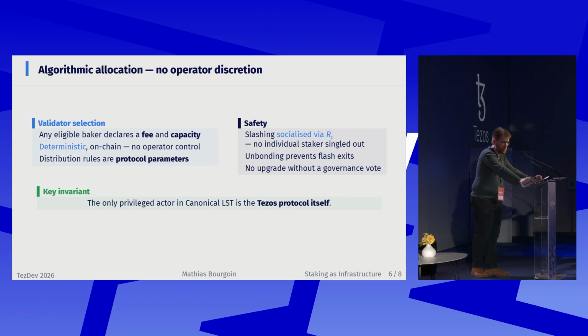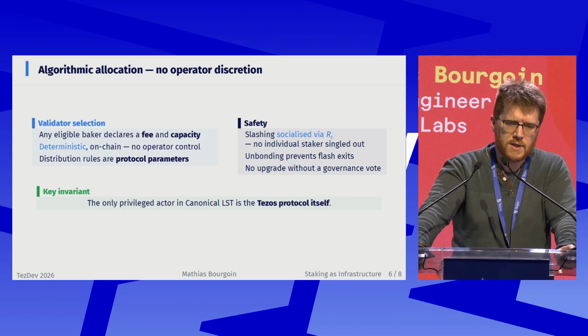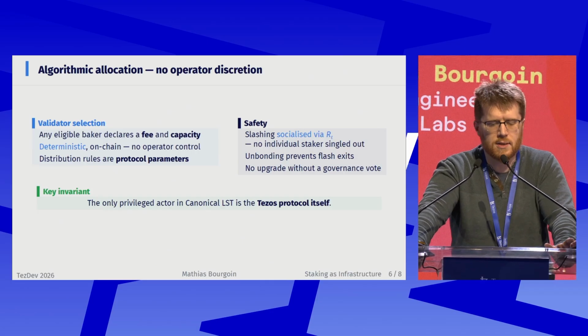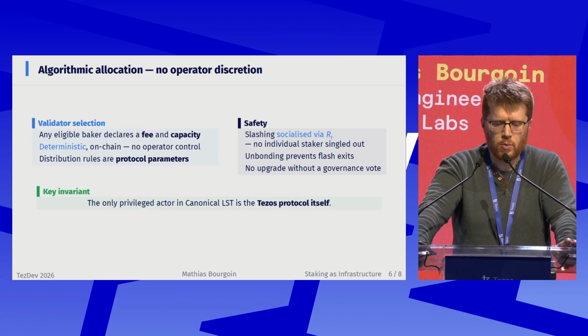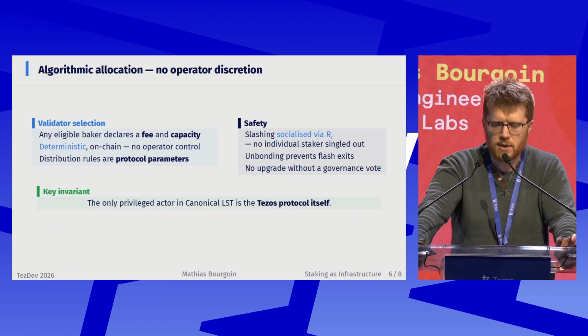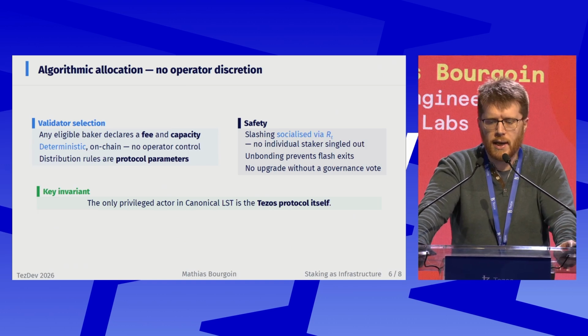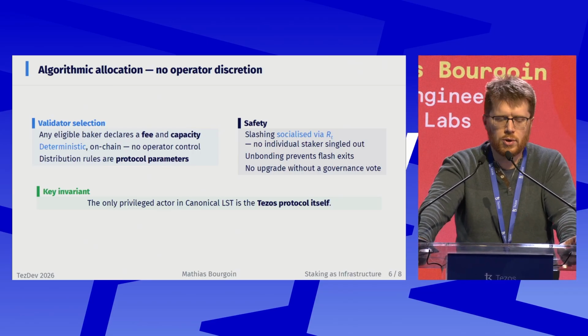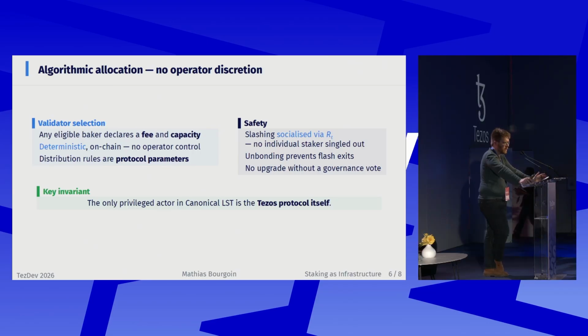So let's discuss a bit about the allocation of stake for the baker. As I said, it's deterministic, it's on-chain, it's handled by the protocol with protocol parameters. Still, bakers can declare some parameters themselves, some fee and capacity, and we want to ensure that everything is capped to ensure that no baker can get the control of the whole system, and to ensure also that there is still some room for direct staking and other solutions for staking that may exist.